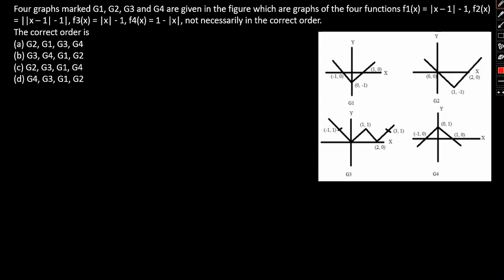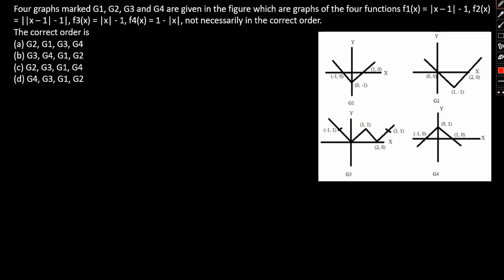Four graphs marked G1, G2, G3, G4 are given in the figure. So we are given four graphs in the figure, which are graphs of the four functions: f1(x) equal to mod x minus 1 minus 1, f2(x) equal to mod of mod x minus 1 minus 1, f3(x) is mod of x minus 1, and f4(x) equal to 1 minus mod of x. But not necessarily in the order, so we need to find the correct order of the graphs.